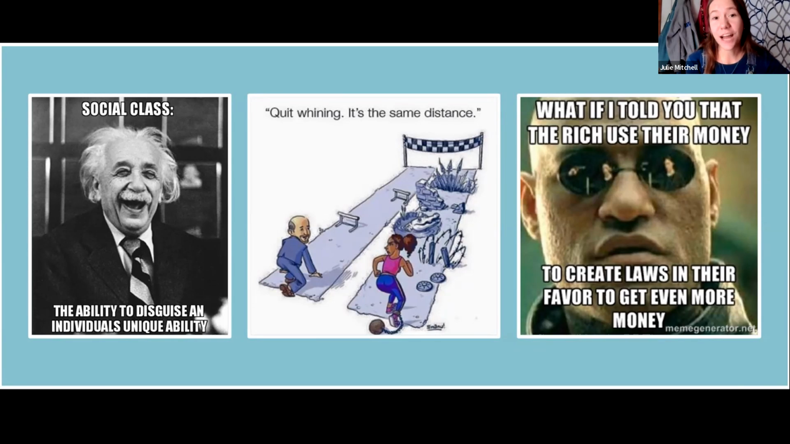And then the last one represents something that I think we're all familiar with: the rich keep getting richer and the poor keep getting poorer. They're using anything in their power to make themselves richer, and then the poor really have no choice. They're limited in what options they have moving forward.